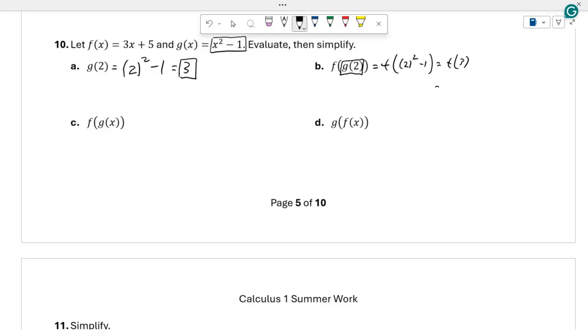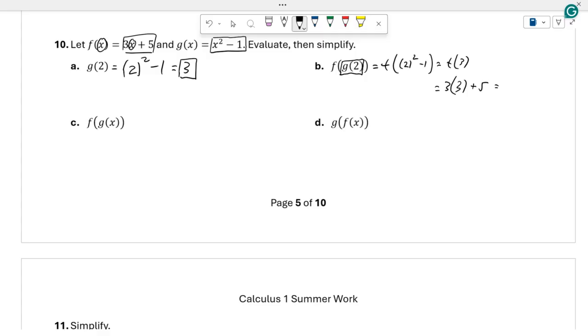The f function indicates that our input is x, and we're saying take that input, multiply it by 3, and add 5. That's what the f function does. So I'm going to rewrite the right-hand side of the equal sign for the f function, and everywhere I see an x, I'm going to replace it with my input, which in this case is 3. So it's 3 times 3, and then I add 5.